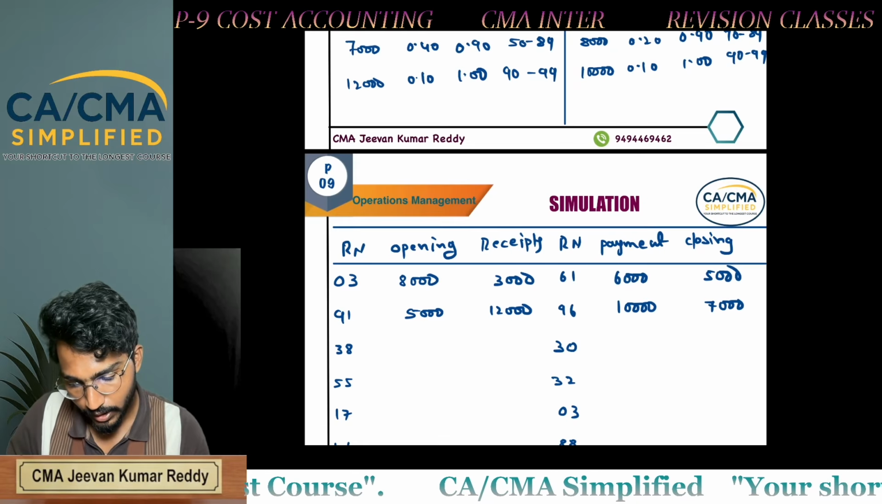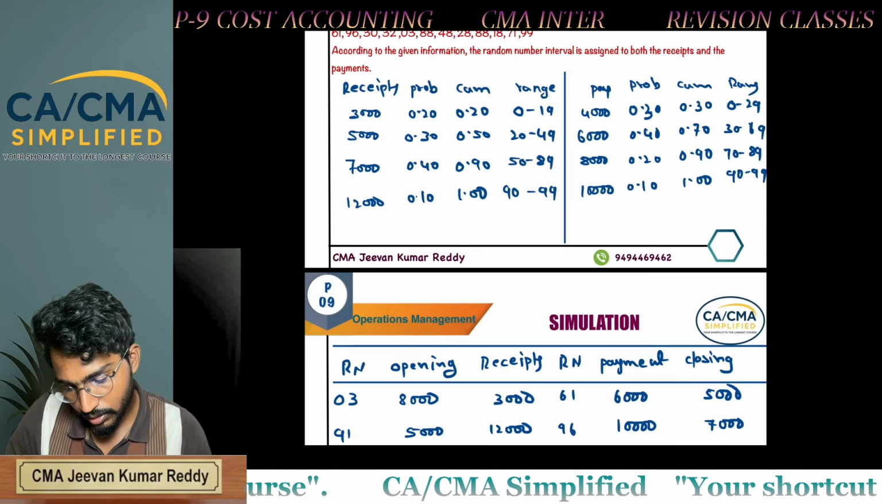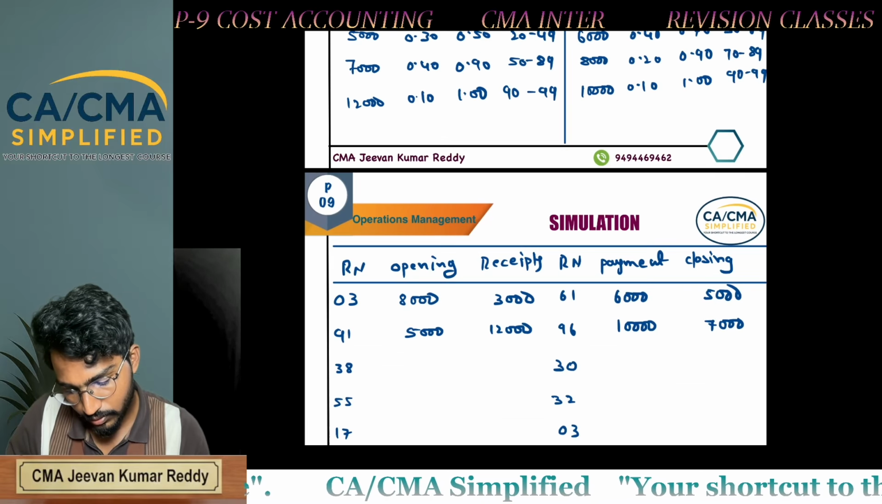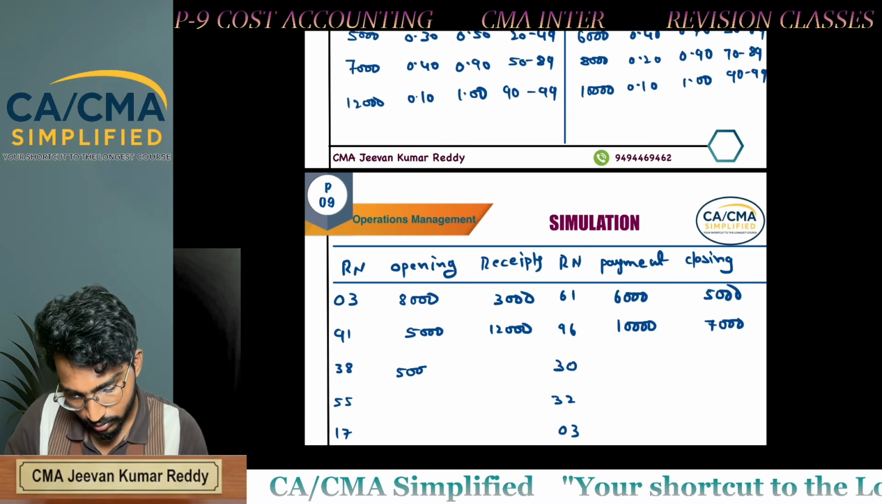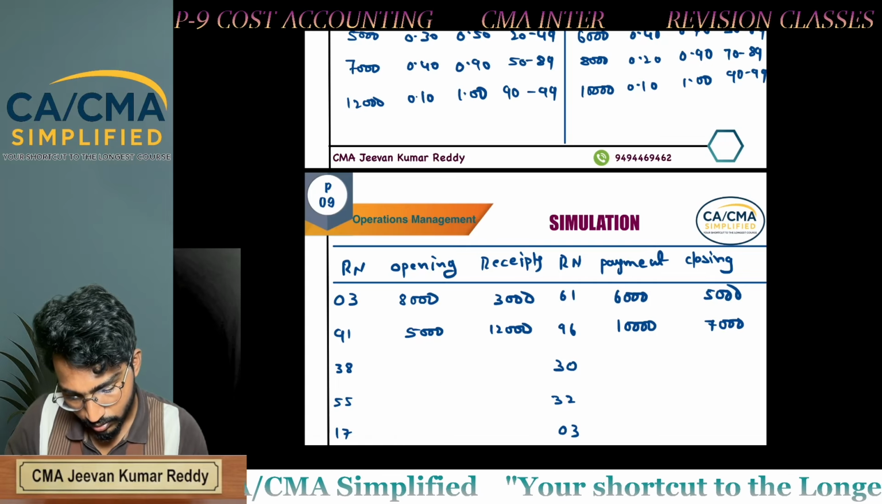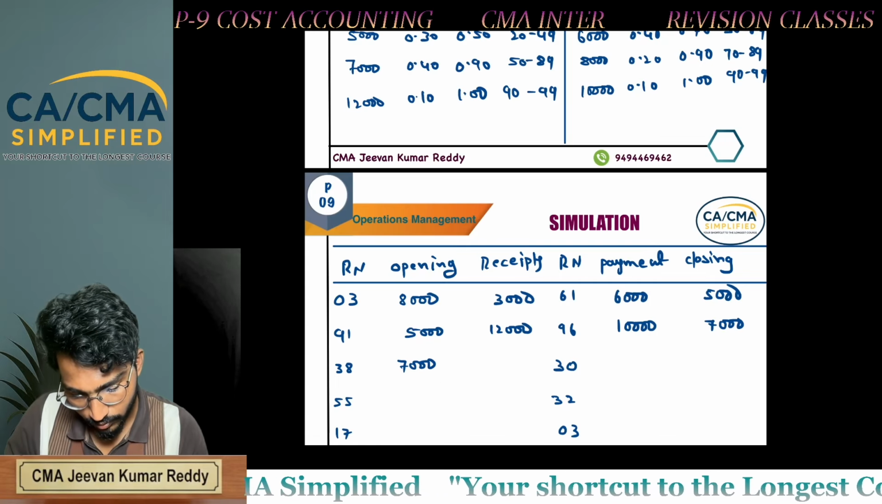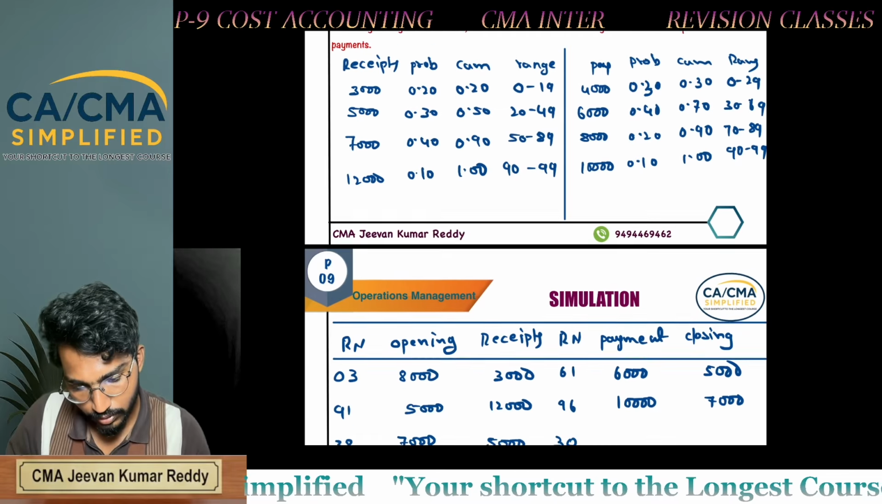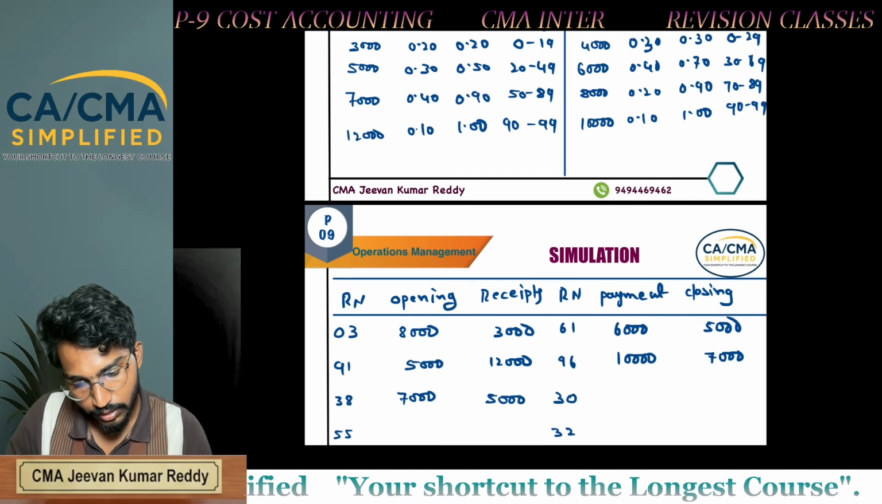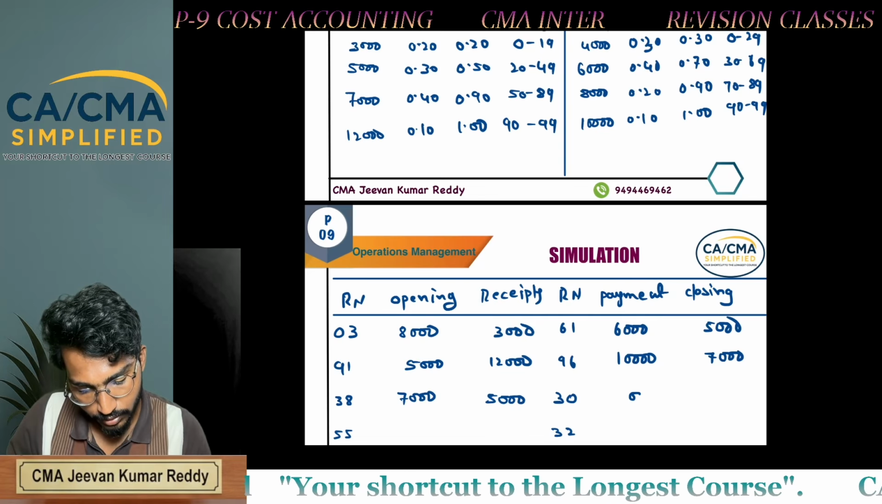Next, 38. What is 38? That is 5,000. Sorry, 7,000 is opening and 5,000. Total 12,000. 13, 30. That means 6,000 is payment.